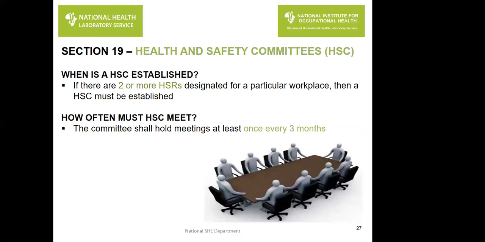How often must the committee meet? The committee must meet at least once every 3 months. In other words, they'll meet in January, February, March, April, they should meet again. May, June, July, they should meet again. So it's every 3 months by law.